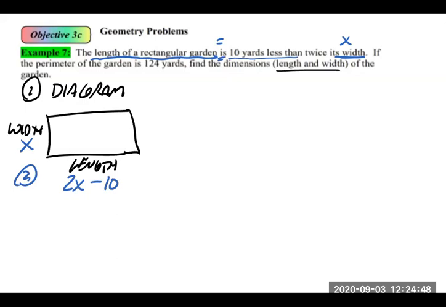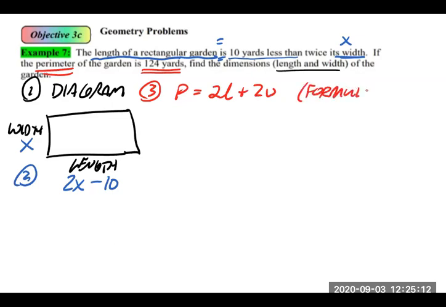And then step 3, what mathematical process involves these quantities? Well, the perimeter of the garden is 124 yards. And the perimeter, remember, P equals 2L plus 2W. This is a known relationship or formula. So if it's known, we'll just use that. If it's a known formula, we don't have to come up with the relationship. The formula is the relationship.